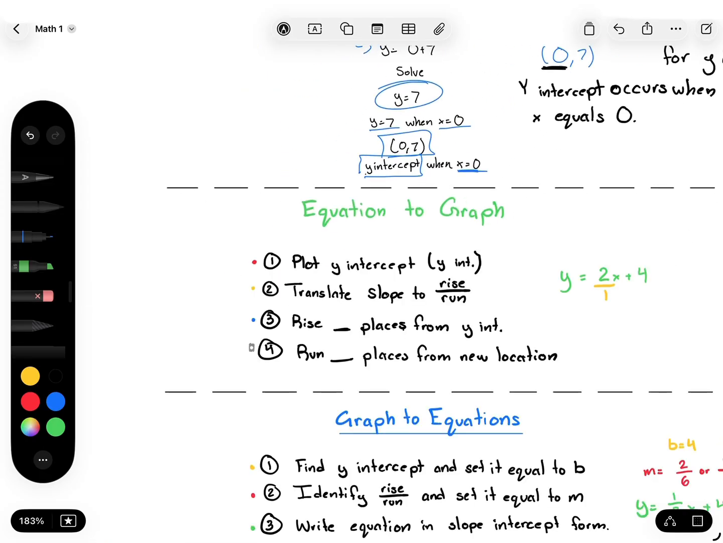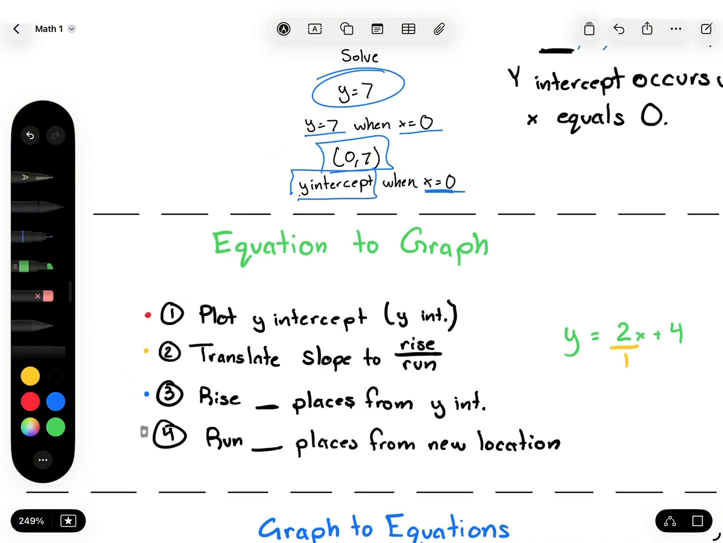Okay, moving on, we have how to graph an equation onto a graph. So the four main steps are to plot your y-intercept first, then translate your slope into rise over run form, and then you're going to rise from your y-intercept the rise number, and then you're going to run from your new place the run number.